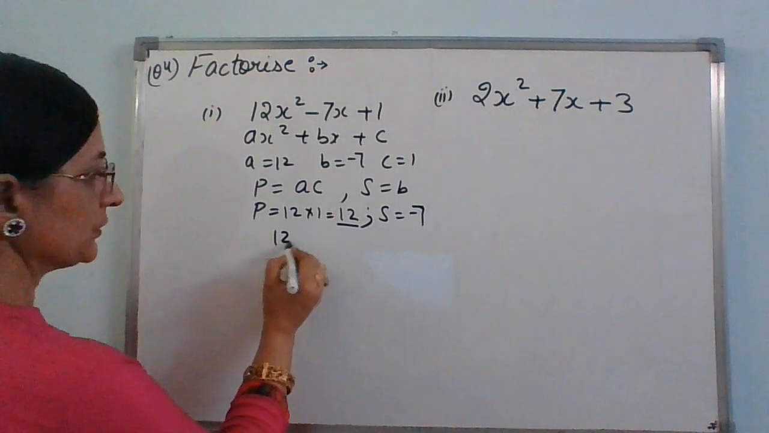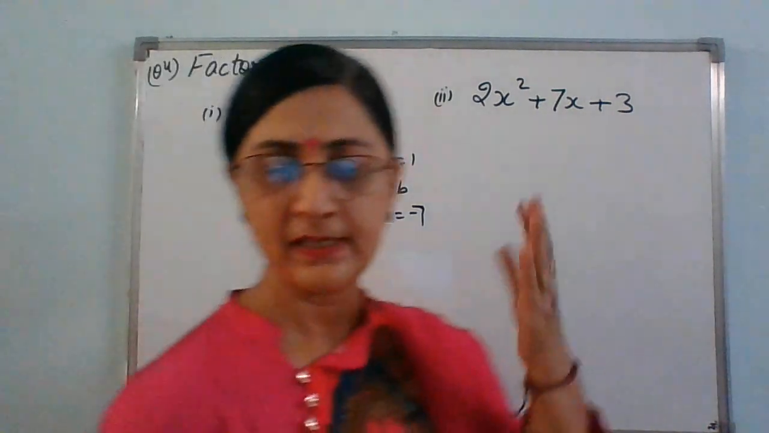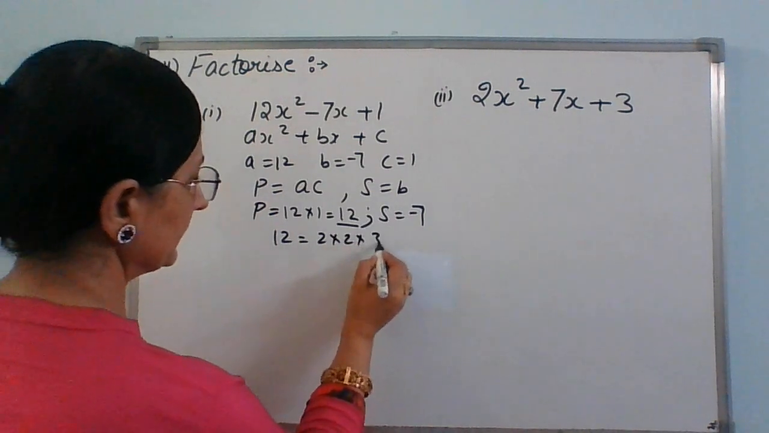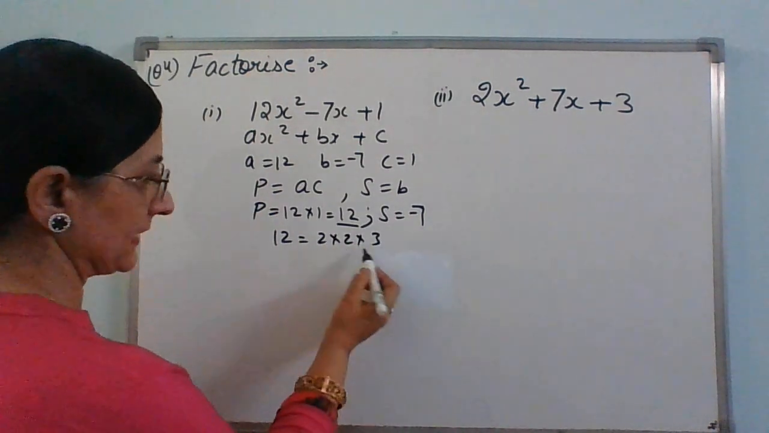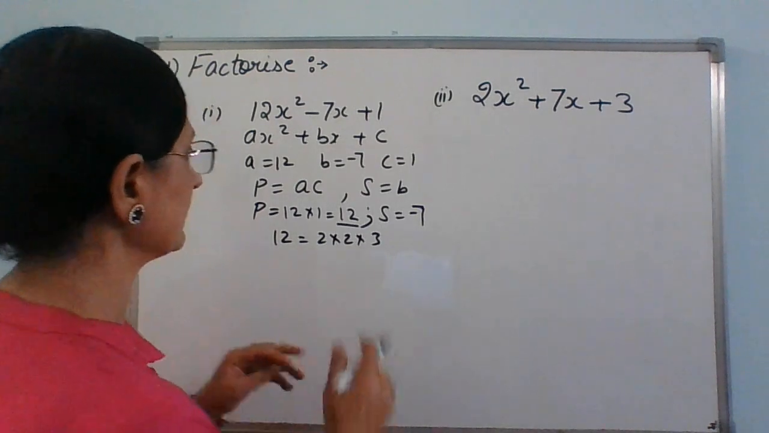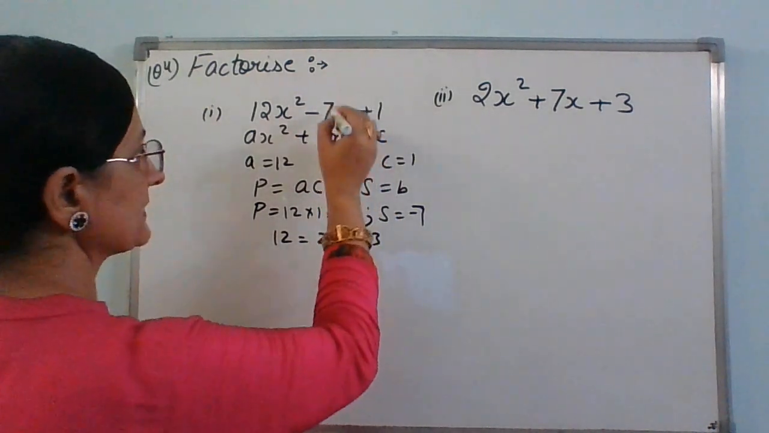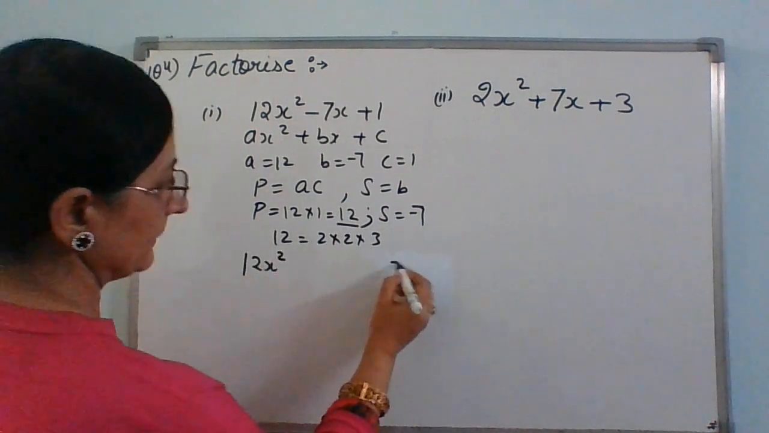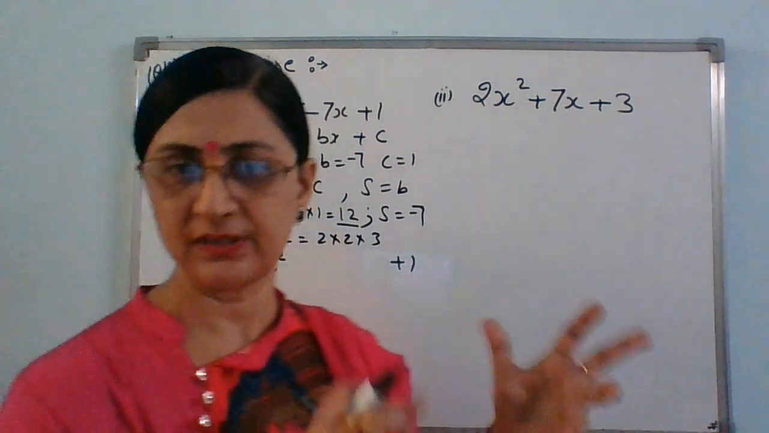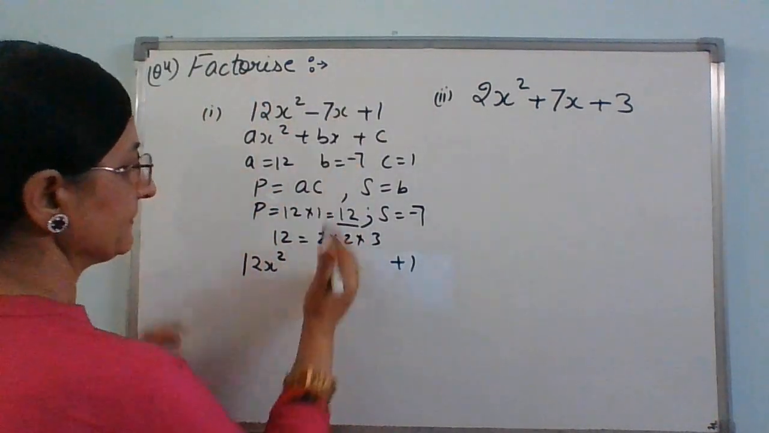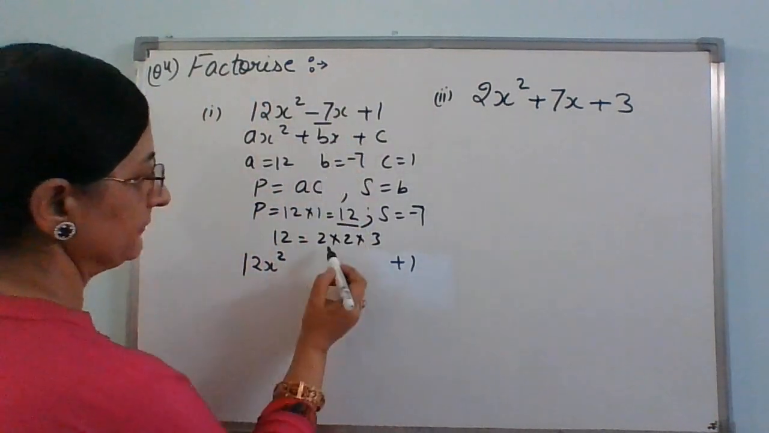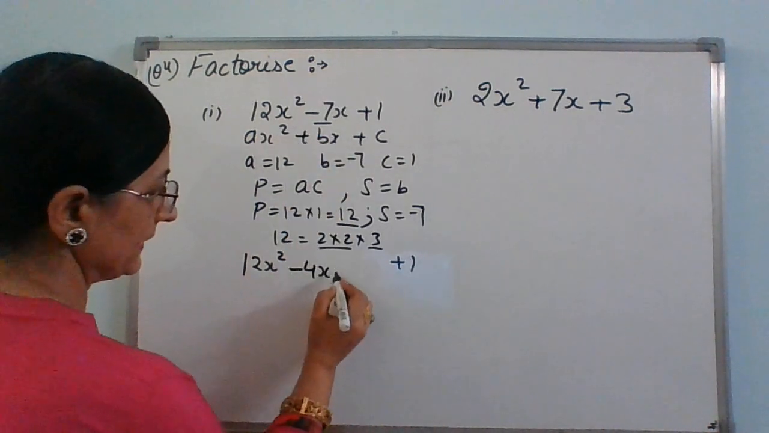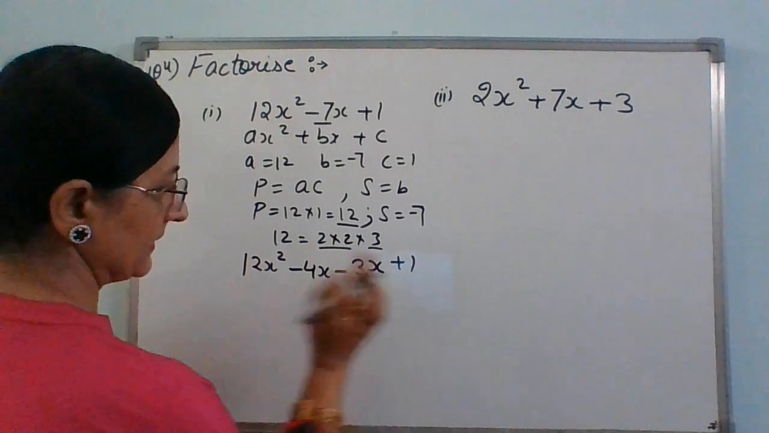So what is the product? That is 12. So you have to write the factors of 12, right? Like 2 into 2 into 3: 2 twos are 4, 4 threes are 12. These are the factors. So you have to arrange these factors in such a way that you get sum minus 7 and product 12. Now see, 12x square and plus 1, we don't change the first and the last term. Splitting is done here. So here it is minus 7. If I take here 4 and 3, and it's negative, so minus 4x and minus 3x plus 1, right?